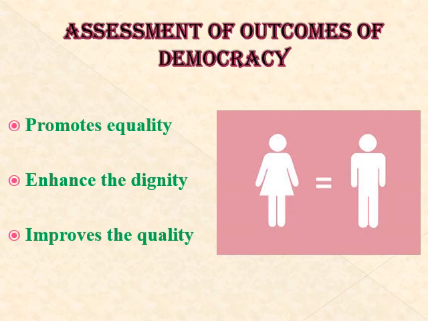Okay, students, how do we consider democracy a better form of government than other alternatives? Listen, students, because it promotes equality among citizens, enhances the dignity of an individual, improves the quality of decision making, provides a method to resolve conflicts, and allows room to correct mistakes. Because of these qualities, we can consider democracy a better form of government than other alternatives.